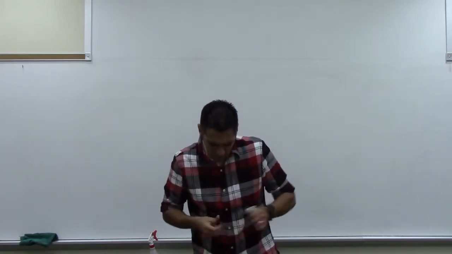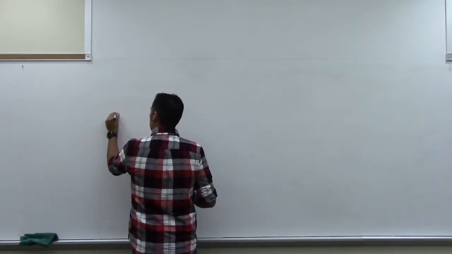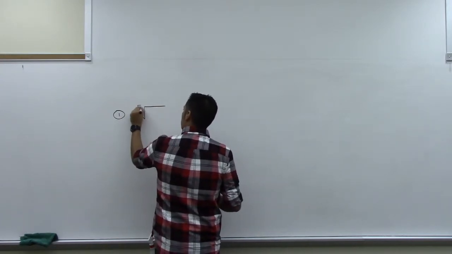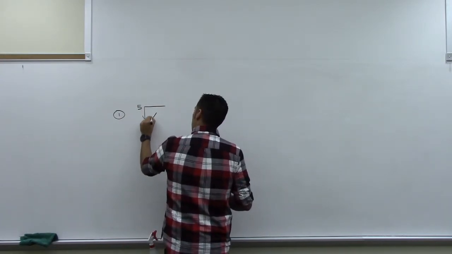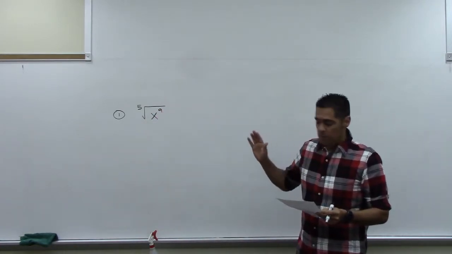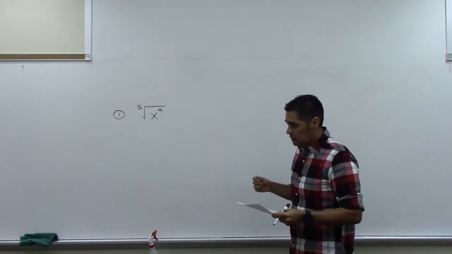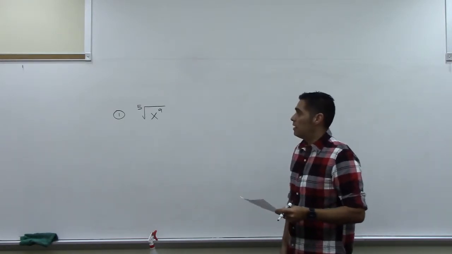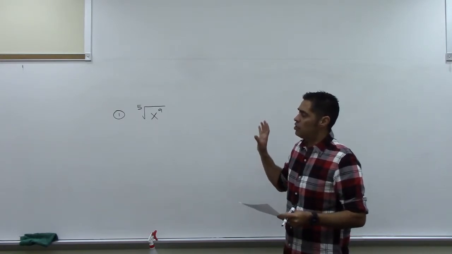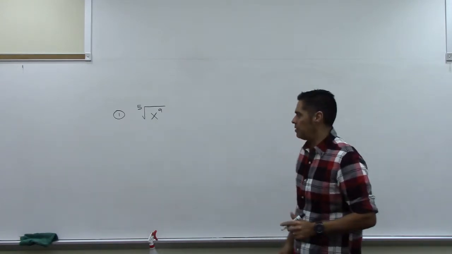There's 10 problems. So the first problem is we are trying to take this expression, which is the fifth root of x raised to the ninth power, and we're trying to convert this from what's called radical notation over to what's called exponential notation. So we're just trying to change the look of this. We're not actually doing any sort of mathematical process.